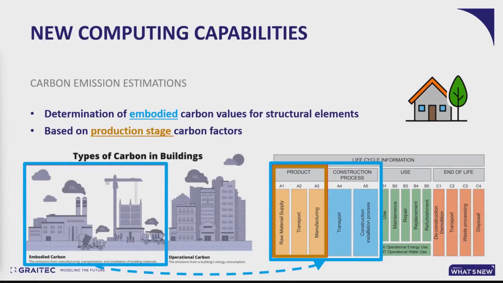So we can say that the embodied carbon emissions are related to the production process and to the construction process, and about 90% of emissions from that part is from the production stage, so from modules A1 to A3 of the building's life cycle. That's why carbon factors and carbon emission for a structure are estimated based mainly on materials used for a structure.